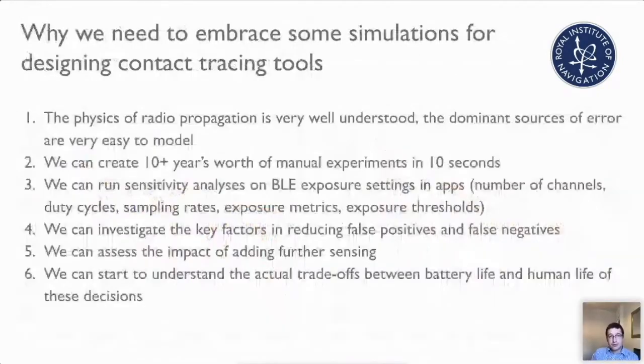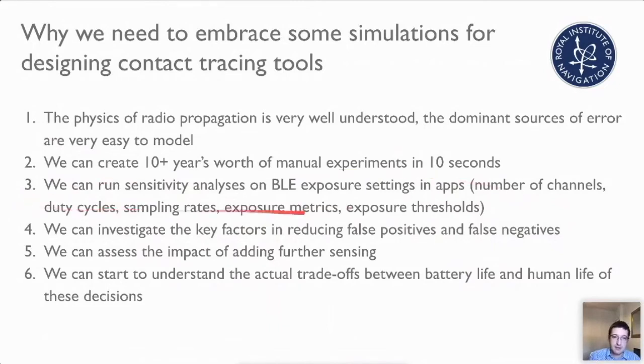And so with simulations, we can very, very quickly determine what we should use for the settings on contact tracing apps, way faster than we could do by trying to do manual experiments. Should we use 1, 2, or 3 of the advertising channels? How much data should we gather, and how often should we gather data per measurement? What are the right metrics we should use to declare being close to or being far away from someone in order to declare exposure to the virus?